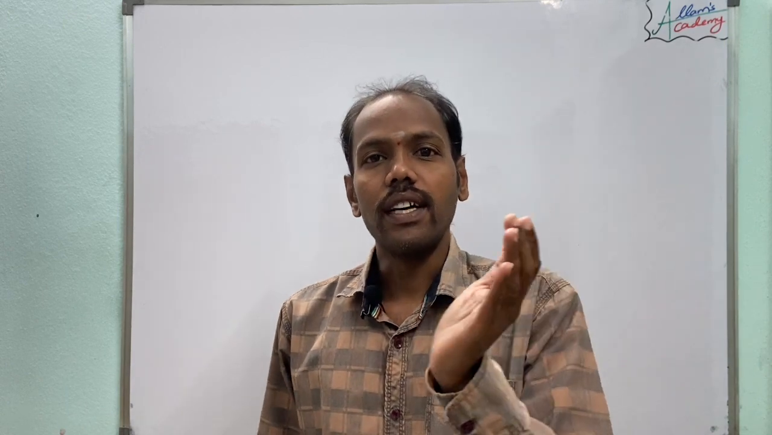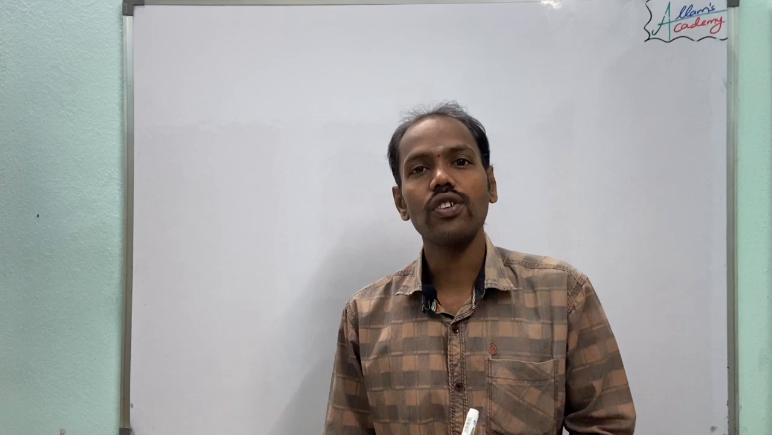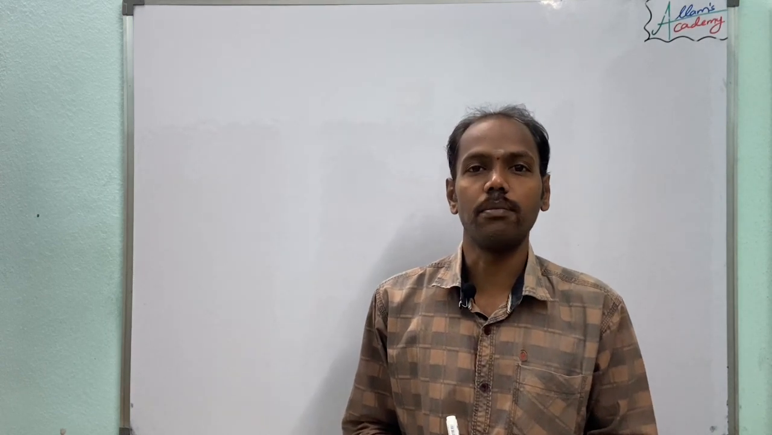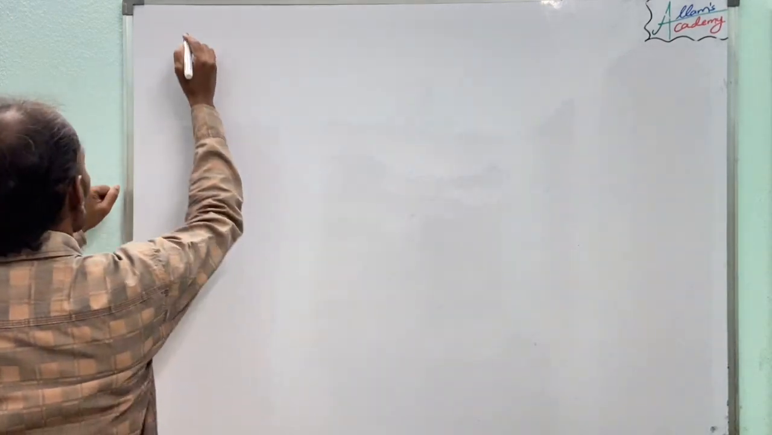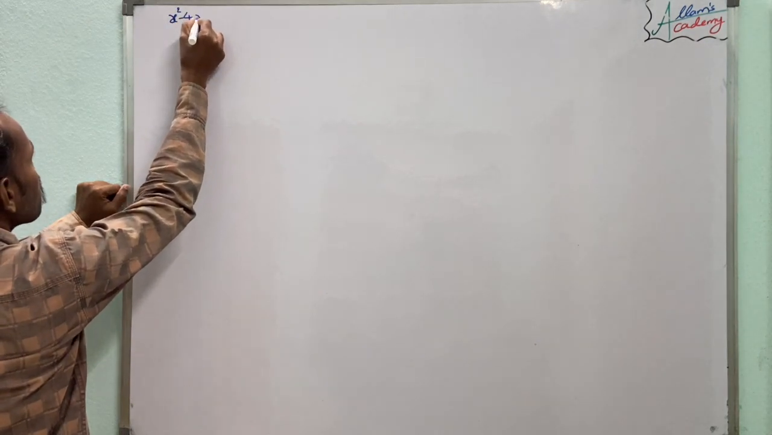In our previous class, we discussed finding zeros through the graphical method and the factorization method. Today we will find the zeros and observe what relation comes between the sum of the zeros and the product of the zeros. For that purpose, I am taking the polynomial x square minus 4x plus 3.